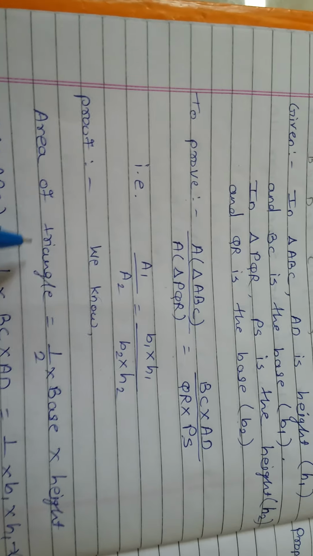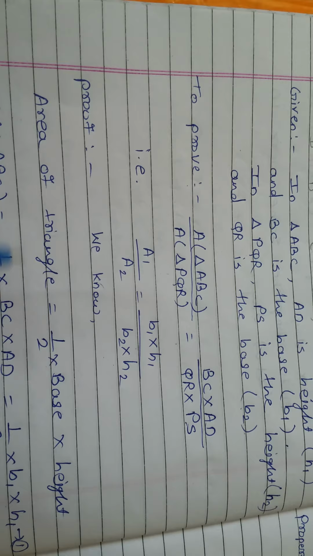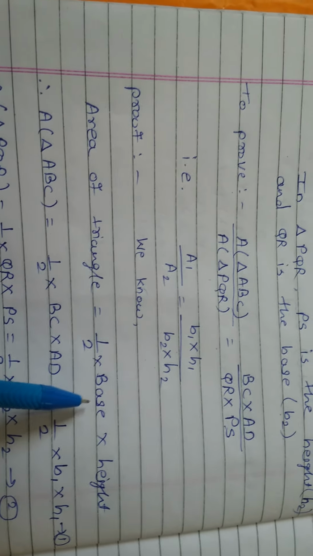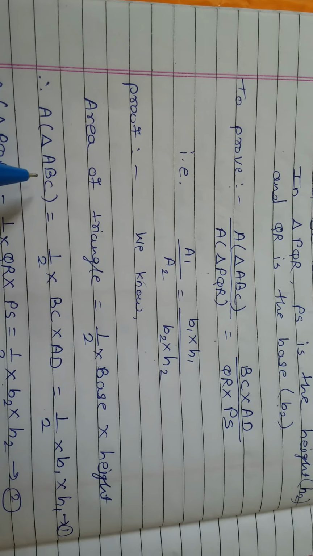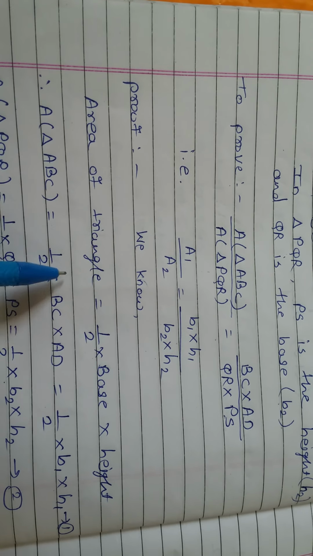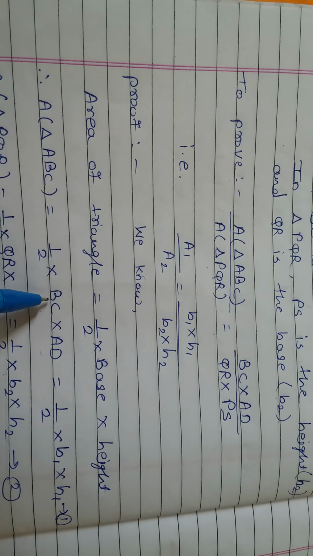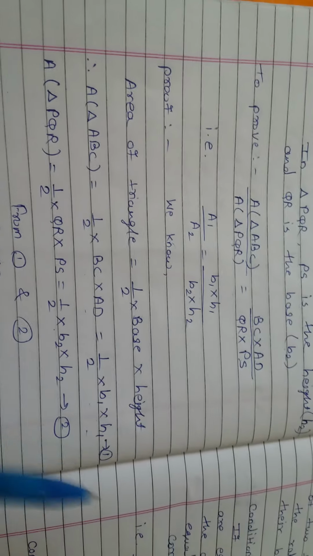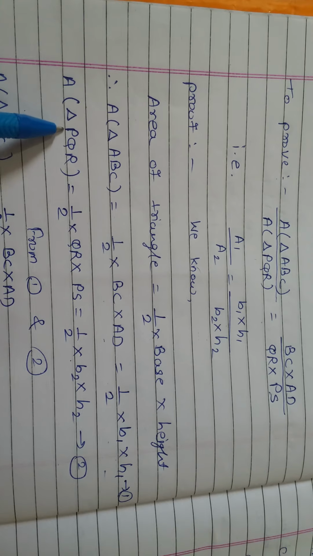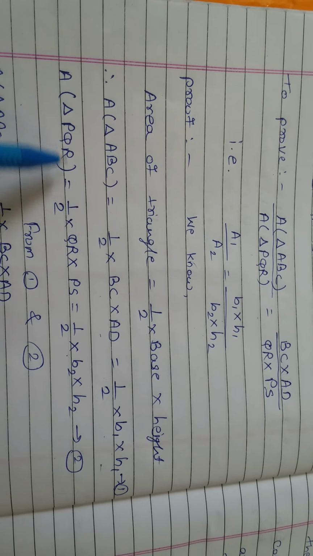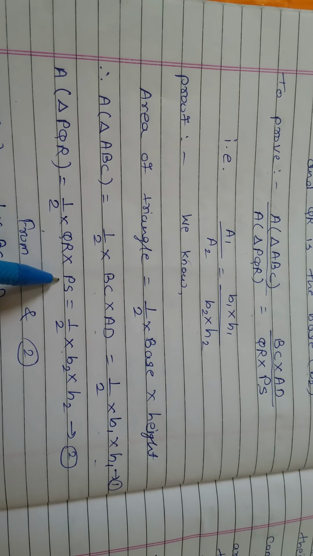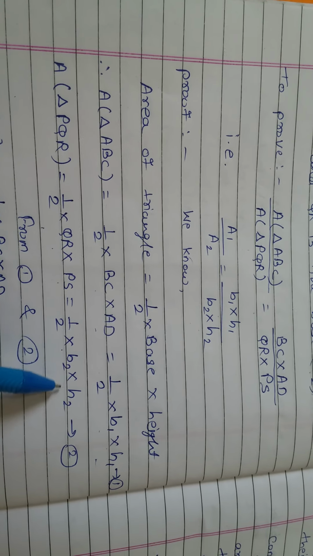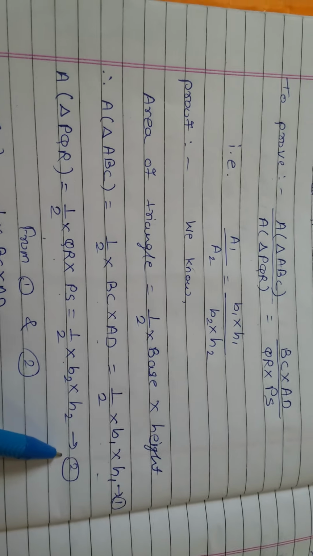We know that the area of any triangle is equal to half base into height. Therefore, using this formula, here we calculate the area of triangle ABC which is equal to half BC into AD. Instead of BC and AD, here we write B1 and H1. This is equation first. Similarly, in triangle PQR, area of triangle PQR is equal to half QR into PS. Instead of writing QR PS, here we write B2 and H2. This is our equation second.